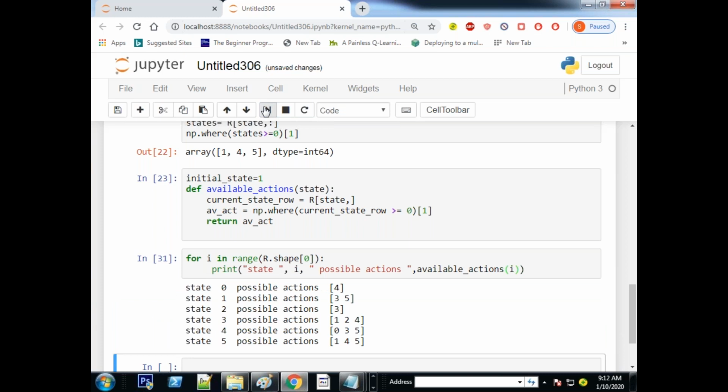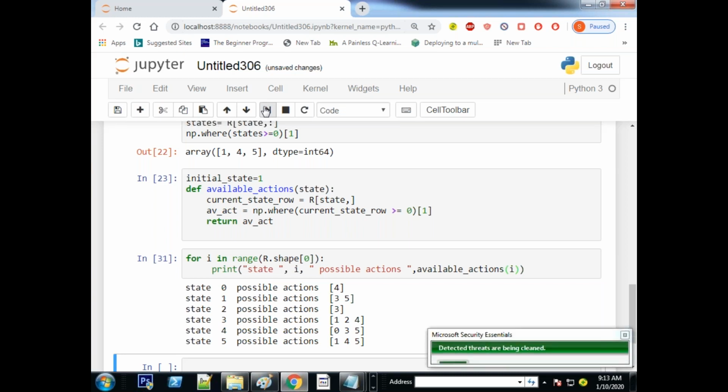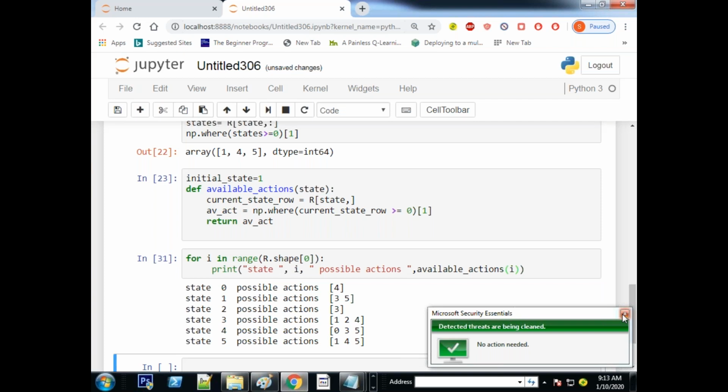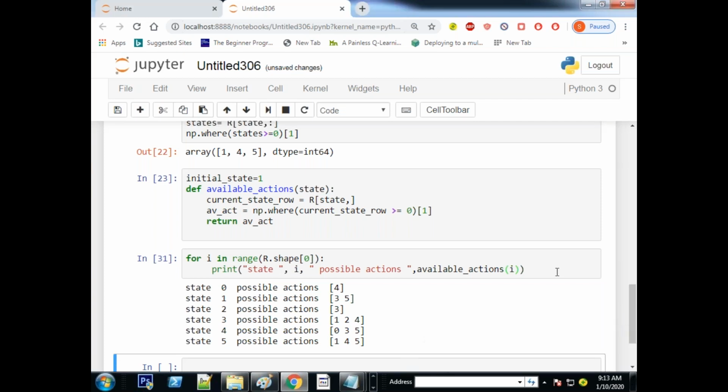State 0: 4, state 1: 3, 5, state 2: 3. Look at the last ones, state 4: 0, 3, 5. These are the possibilities. So in that way, your agent knows what all the possible actions are, and what all the impossible actions are. Okay, come on, take this for loop also. Don't take the output only, take the for loop.